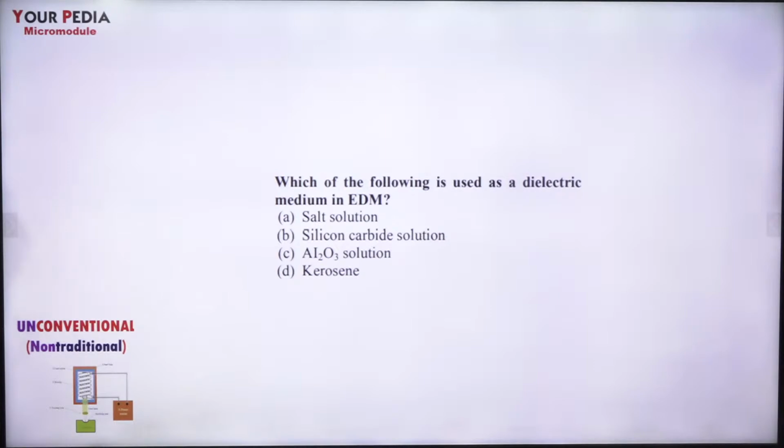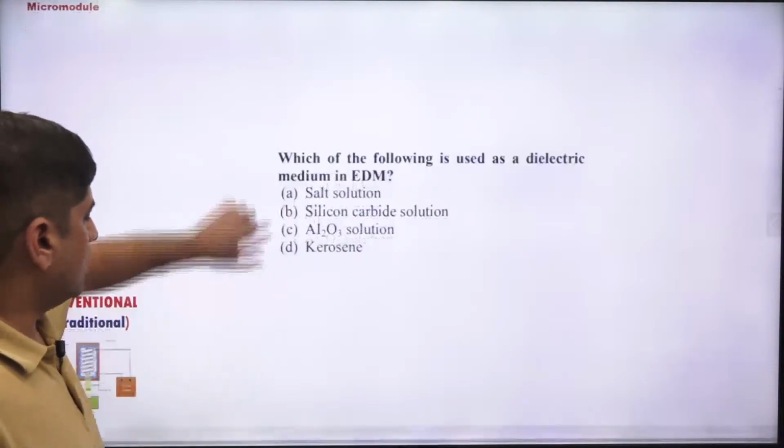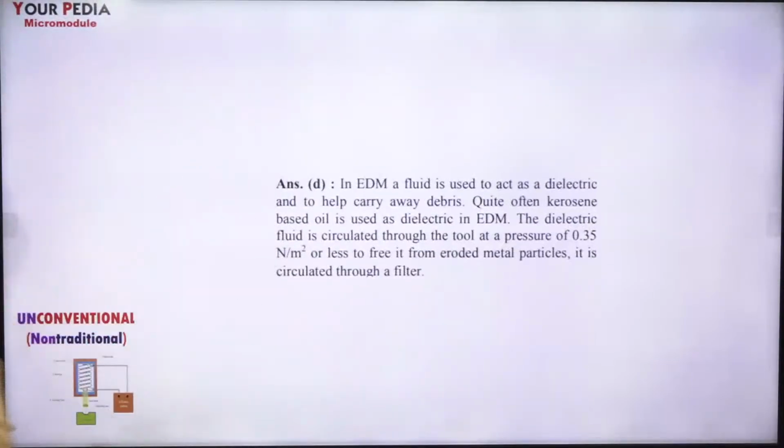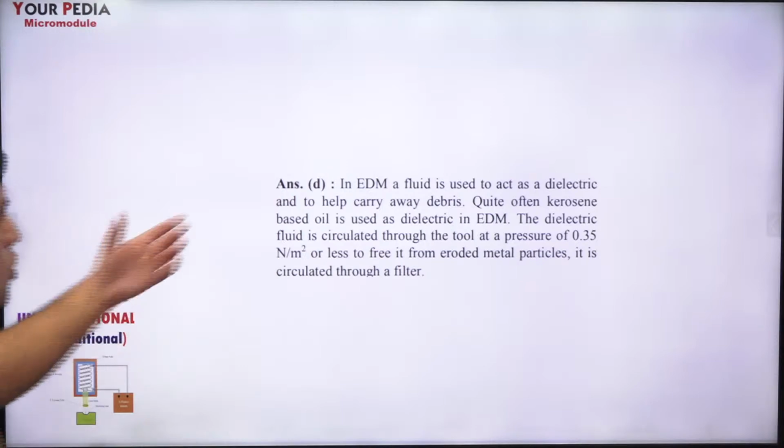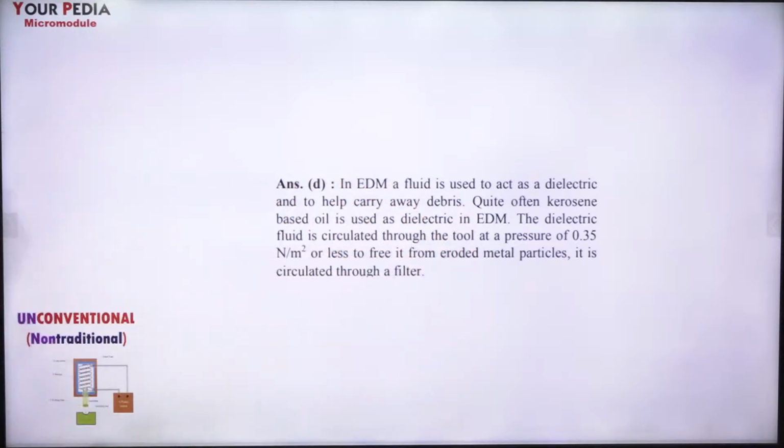Dielectric medium कौन सा यूज करते हैं? Dielectric medium, electric discharge machining. Answer for that is kerosene. Always remember why kerosene is used in electric discharge machining. You should also know why kerosene is used. So in electric discharge machining, we use kerosene, though it is inflammable. What is the purpose? To take away the debris.